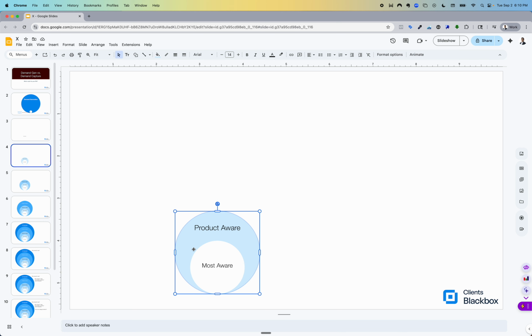Somebody who's product aware might not know exactly what you guys do and your company and all that, but they understand the categories of certain products. Hey, I could hire a financial advisor and pay them 1% or whatever to help me solve this problem.